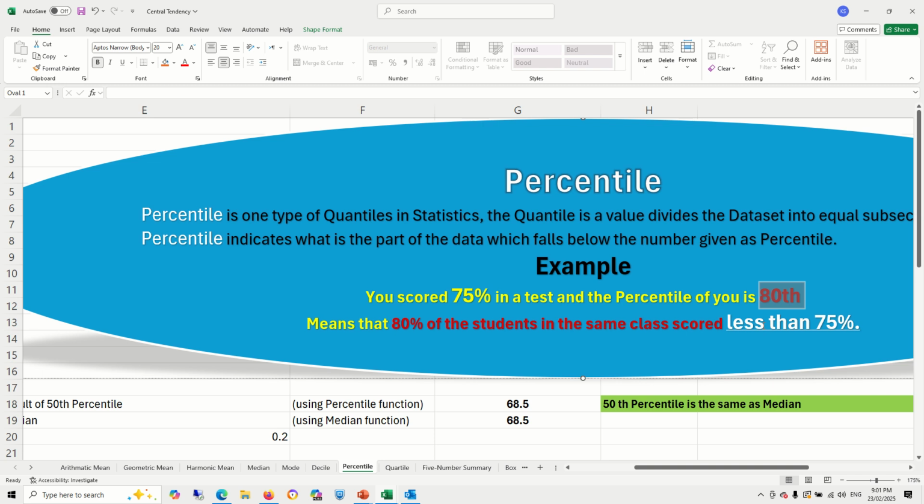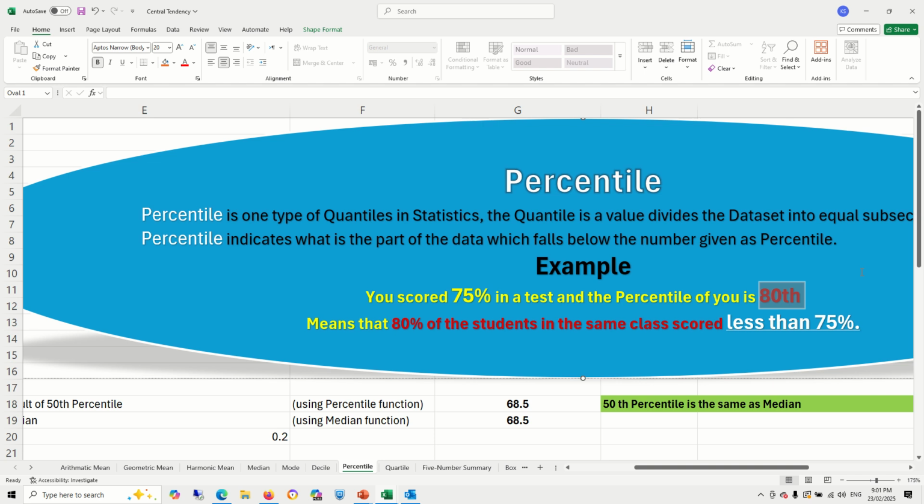The percentage is something else. Percentage is, for example, if you got 75 or 80 in a test out of 100, that means the percentage of your result is 80%. But 80% is different from the 80th rank in percentile.